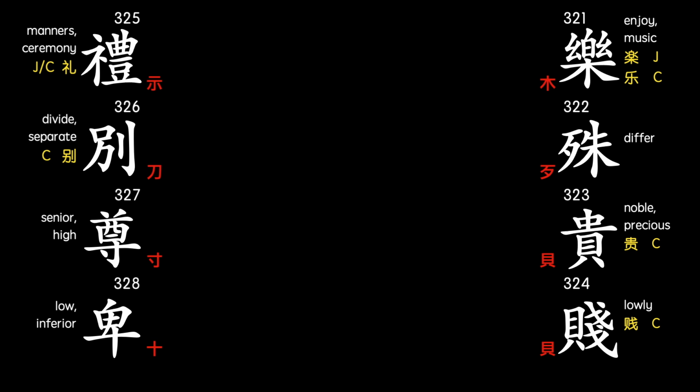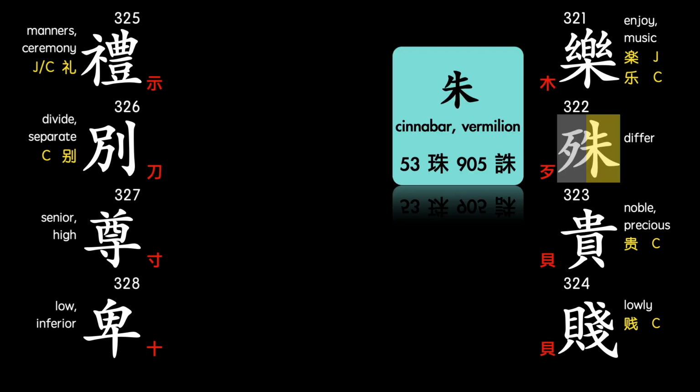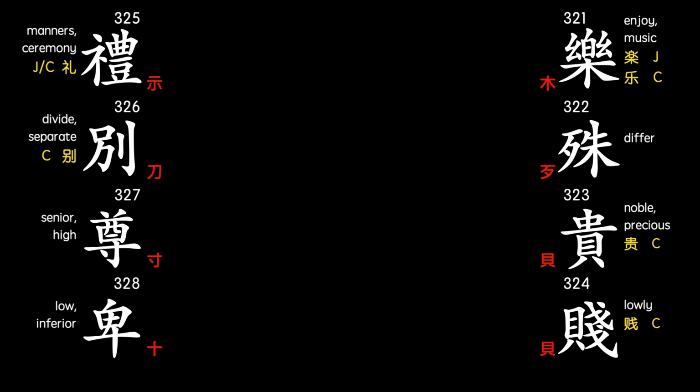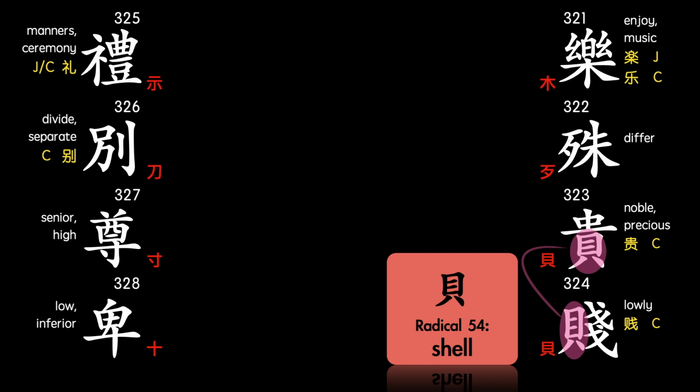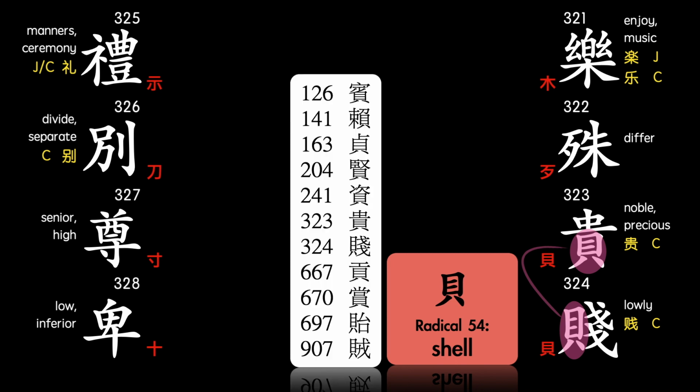Let's look at a few radicals or components. First, 322. Look at the component on the right. On its own, that component is the mineral cinnabar. There are 3 characters in the 1000 classic that resemble this one. Next, look below at 323 and 324, which both have the shell radical. In old times, a shell could be a form of money, so this radical is associated not only with the sea, but with treasure and value. And those are some of the other characters in the 1000 classic that are indexed under that radical.